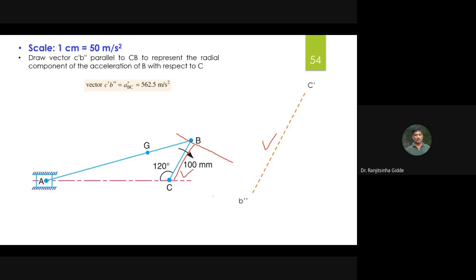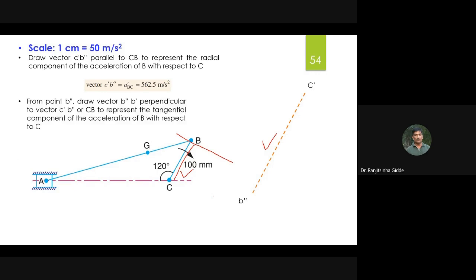Okay, next line, right. From B double prime draw vector B double prime B prime perpendicular to C prime B double prime, perpendicular to this or this link, to represent the tangential component of acceleration of B with respect to C.